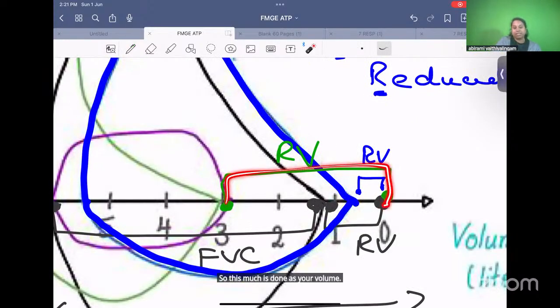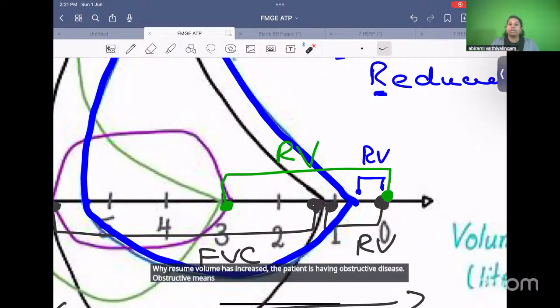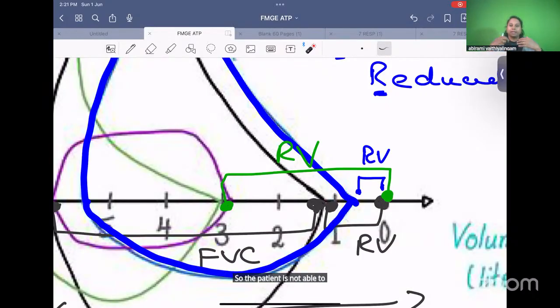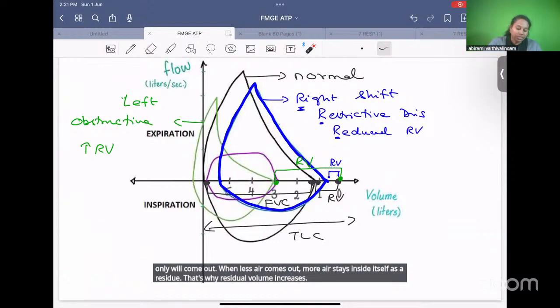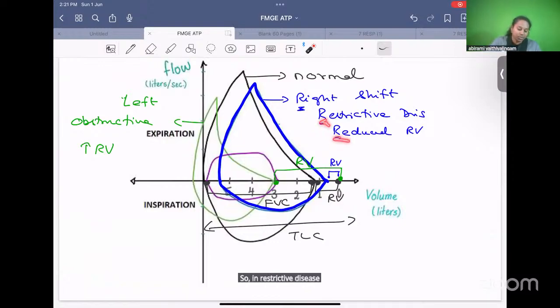Residual volume has increased. Why has residual volume increased? The patient is having obstructive disease. Obstructive means more difficulty in expiration, so the patient is not able to expire. If he is not able to expire, less air will come out. When less air comes out, more air stays inside as a residue. That's why residual volume increases. So in restrictive disease, residual volume is reduced; in obstructive disease, residual volume is increased.